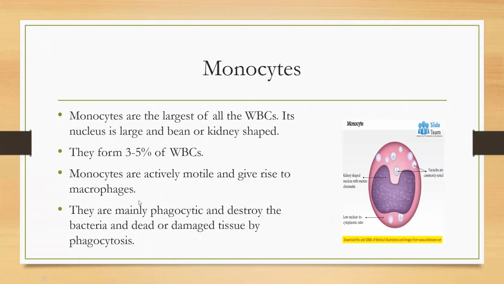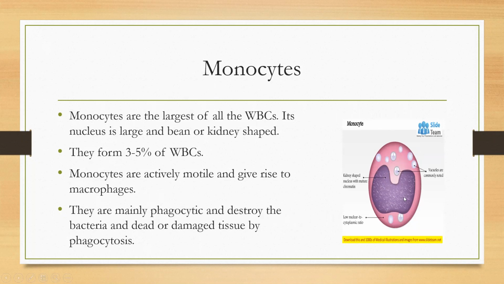Next type of agranulocyte is monocytes. Now monocytes, they are the largest of all the WBCs. Lymphocytes were the smallest of all the WBCs. On the contrary, monocytes are the largest of all the WBCs. In the diagram you can see they are the largest.